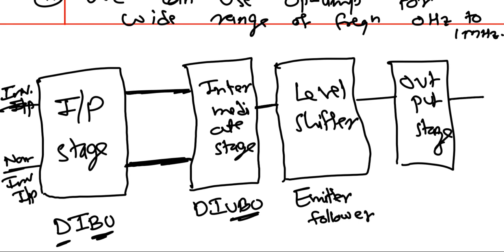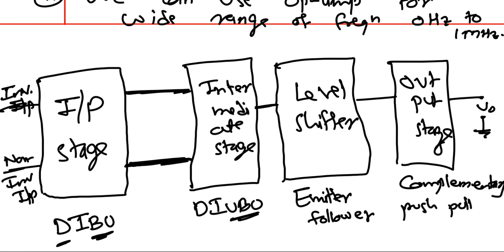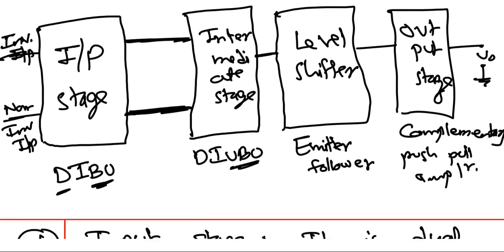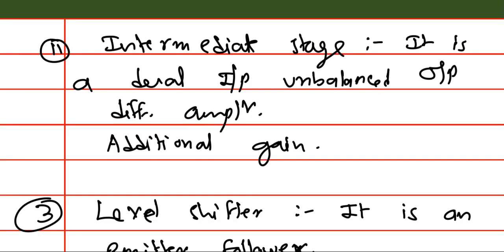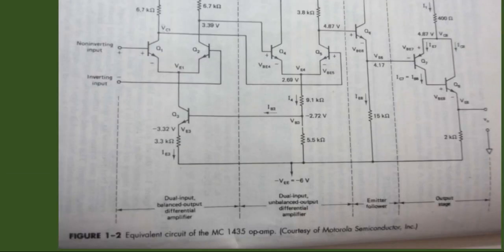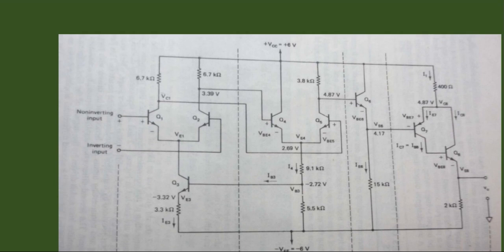And the last block is the output stage, and output stage is a complementary push-pull amplifier. Okay, now I would like to show you the internal circuit of op-amp, which is not required for you, but for your understanding I would like to show you the internal circuit of op-amp. So this is the internal circuit of op-amp.